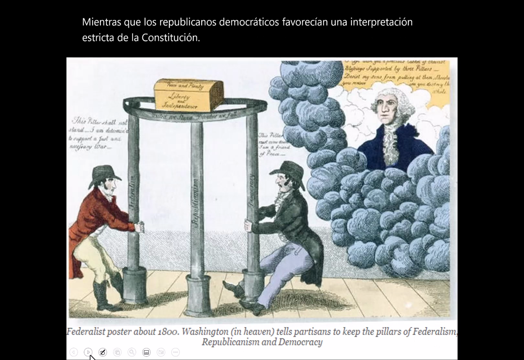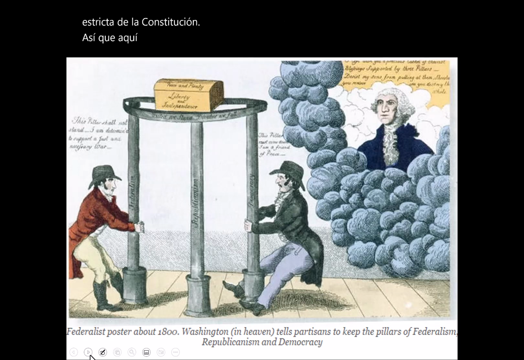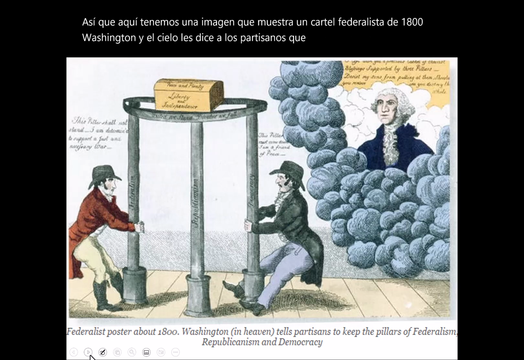So here we have a picture showing a Federalist poster from 1800. Washington in heaven tells partisans to keep the pillars of federalism, republicanism, and democracy.